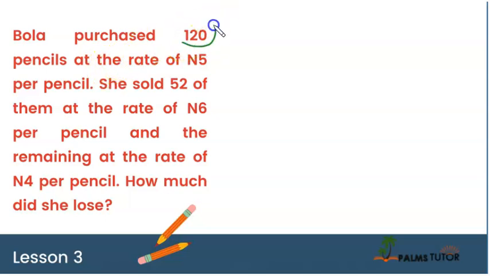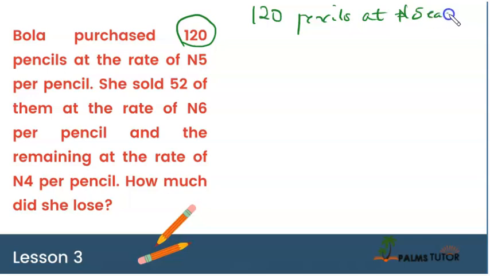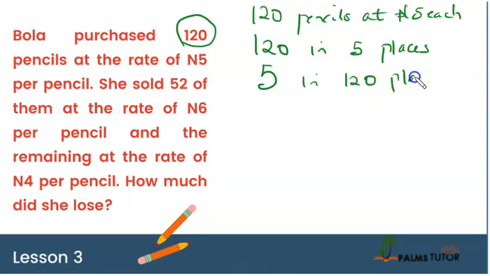Now we are talking about 120 pencils at the rate of 5 naira per pencil, right? There are 120 pencils at 5 naira each. So how much is the cost price in the first place before we go ahead? How much is she paying for these 120 pencils? We can say this is 120 in 5 places. Is that not so? Which means the same thing as 5 in 120 places.